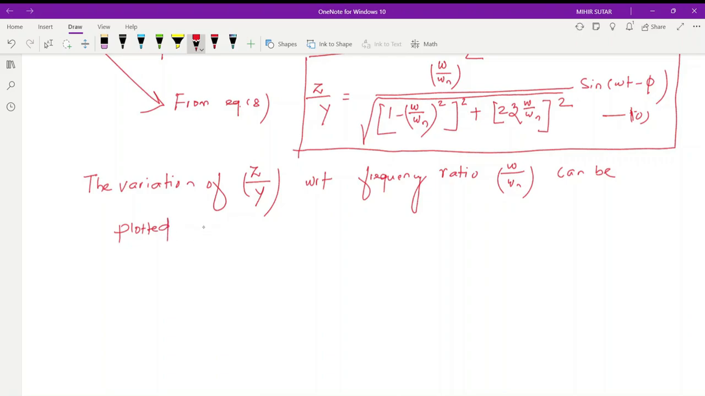can be plotted, and in the subsequent class we will cover this part, and we'll go on to the displacement measuring instrument, then velocity pickups, transducers, tachometers, etc. So for the time being, we'll cover this much only. Thank you.